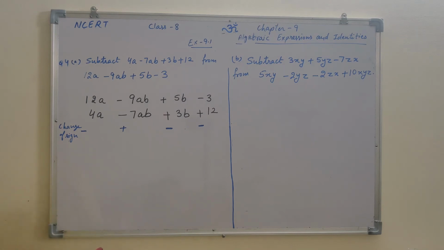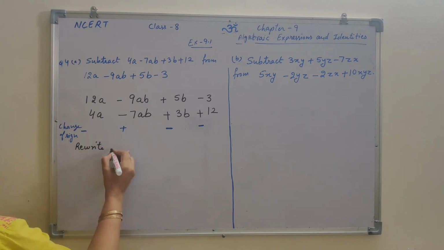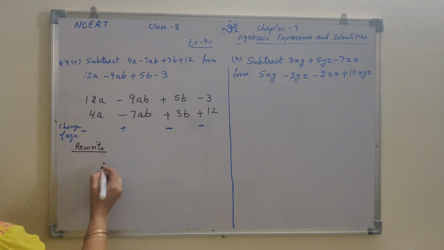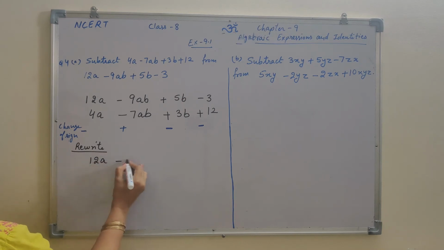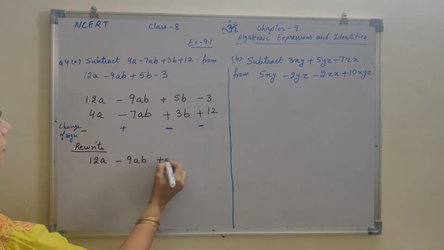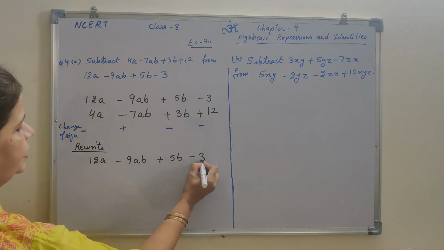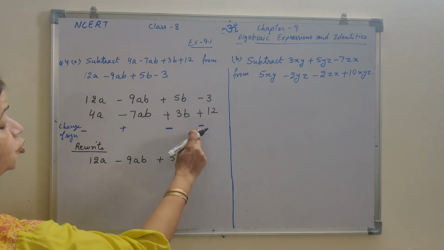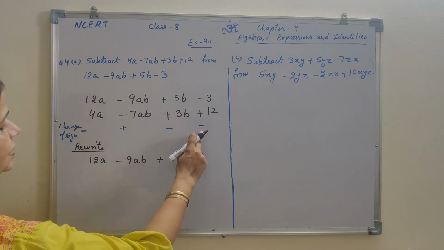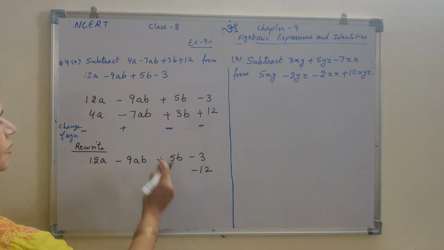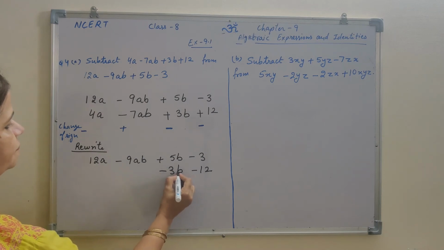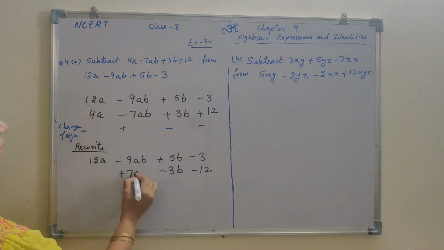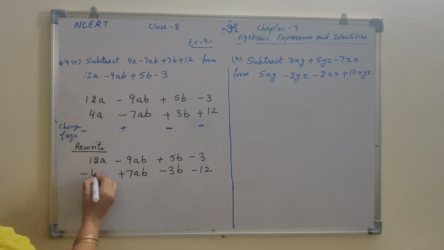You can rewrite this expression also. If I rewrite, the first will remain the same: 12a minus 9ab plus 5b minus 3, and then this will come. So we will use the changed signs. That means it is minus 12. This is minus 3b. This is plus 7ab. And this is minus 4a.